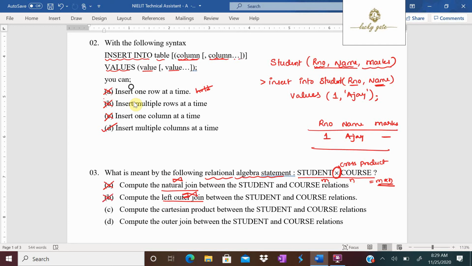Option C, compute Cartesian product. Yes, this is a Cartesian product symbol. Cross product we also call Cartesian product. Cartesian product between student and course relations. Correct. And D, compute outer join between student and course tables. Here outer join will be of three types: left, right, and full outer join. Left join will show like this, right join will show like this, and full outer join will show with a total of this. Okay, so option D is incorrect. Then option C is the correct answer for the question.